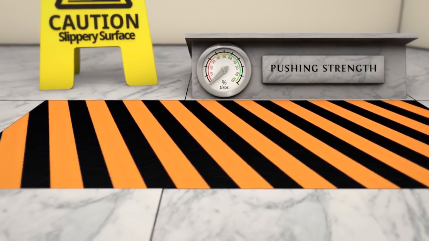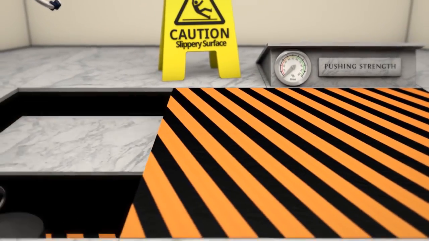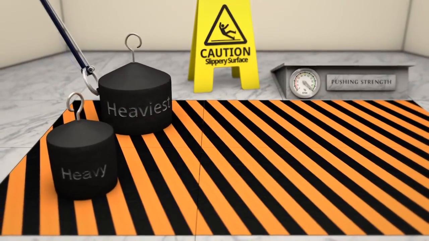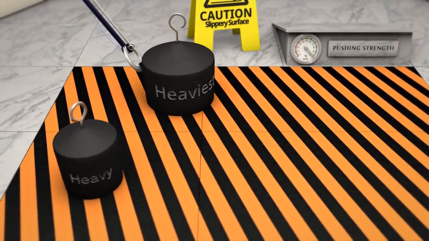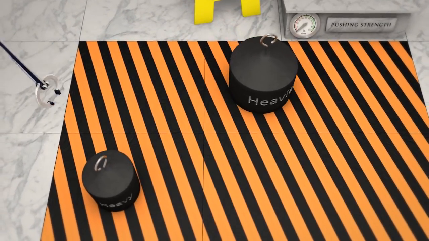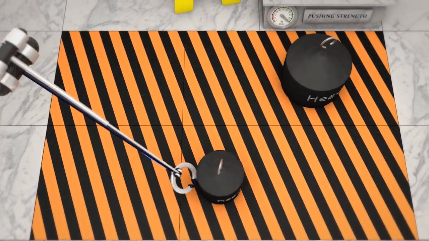What if we were trying to push something much heavier, like two large masses? Now our robotic arm has to push at 100% of its strength to move these objects. And when we push the heaviest mass, it's a big struggle. But when we push the smaller heavy mass, even though we're pushing with the same force, we can make it move faster because it's lighter.